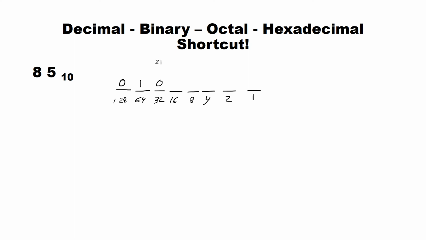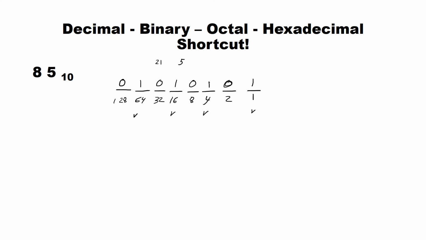That's nothing in the 32's place. I need a 16. 21 minus 16 is 5. All right, so I have 5 left now. I don't need any 8s. I need a 4 and I need a 1. And I could just check this, which is what I usually do, by adding these up. 64 plus 16 is 80. That's 84, 85. So that worked.